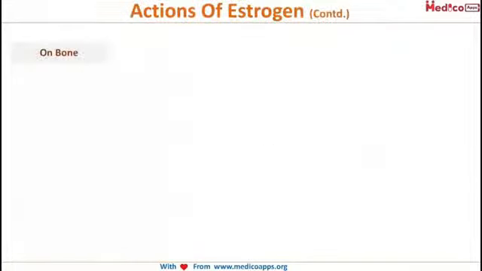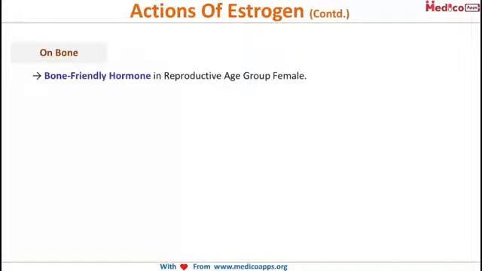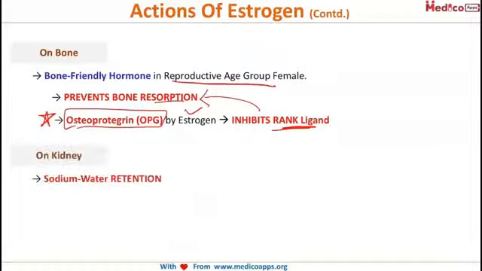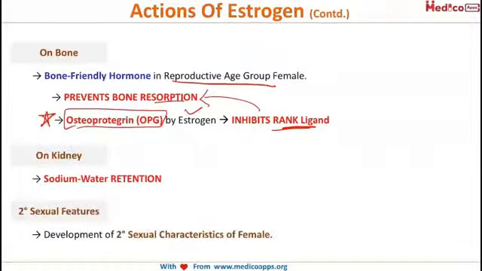Now, on the bone, what does it do? It is a bone-friendly hormone in the reproductive age group of the females, right? Why is it bone-friendly? Because obviously it will prevent bone resorption. Okay. Now, an important compound, osteoprotegrin, OPG, that is produced by estrogen, inhibits the RANK ligand, further preventing bone resorption. So, the main important compound is osteoprotegrin. It protects the bones. You can remember like that. Okay. And on the kidney, it results in sodium and water retention. And we have also seen it results in the development of secondary sexual characters in the females, right?